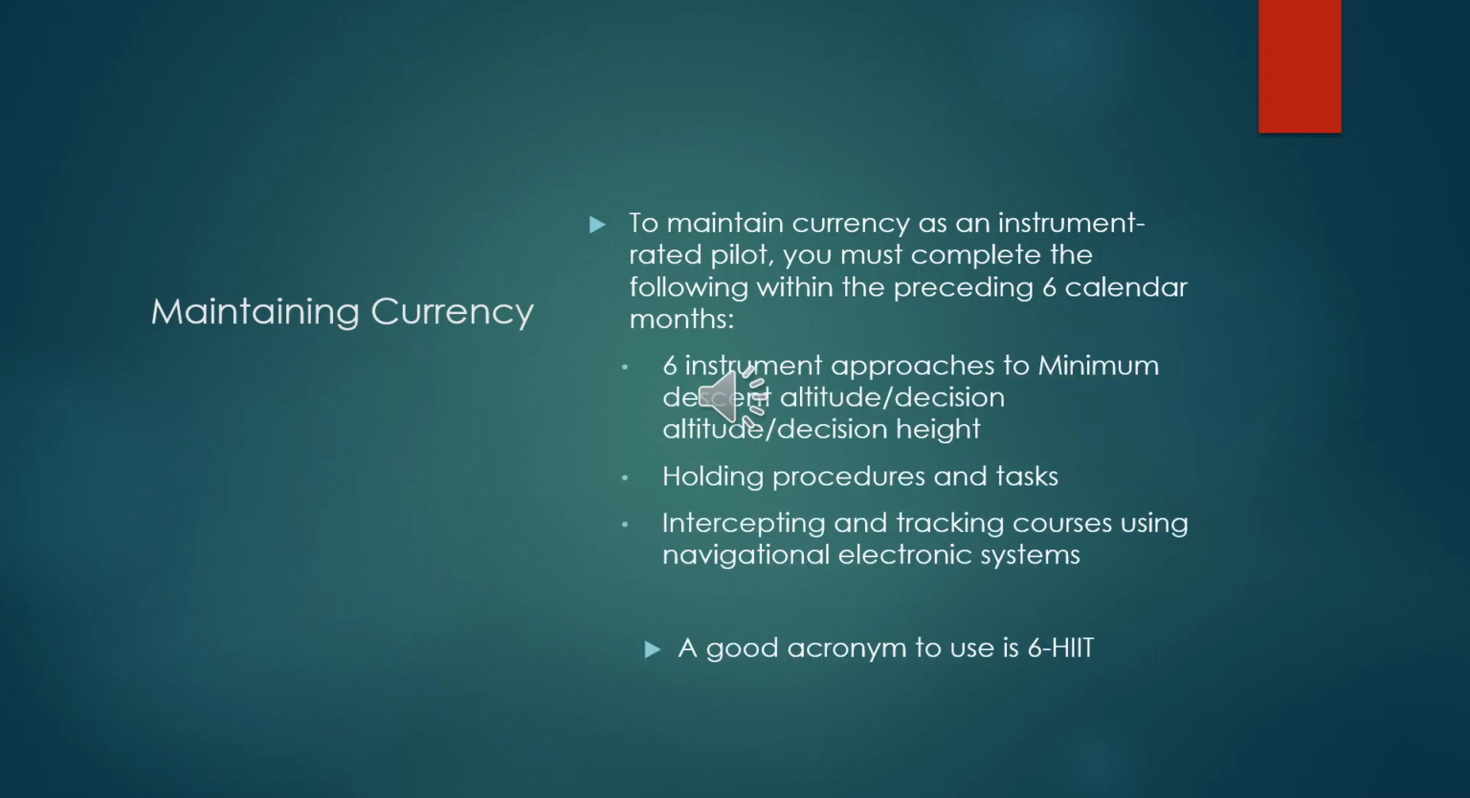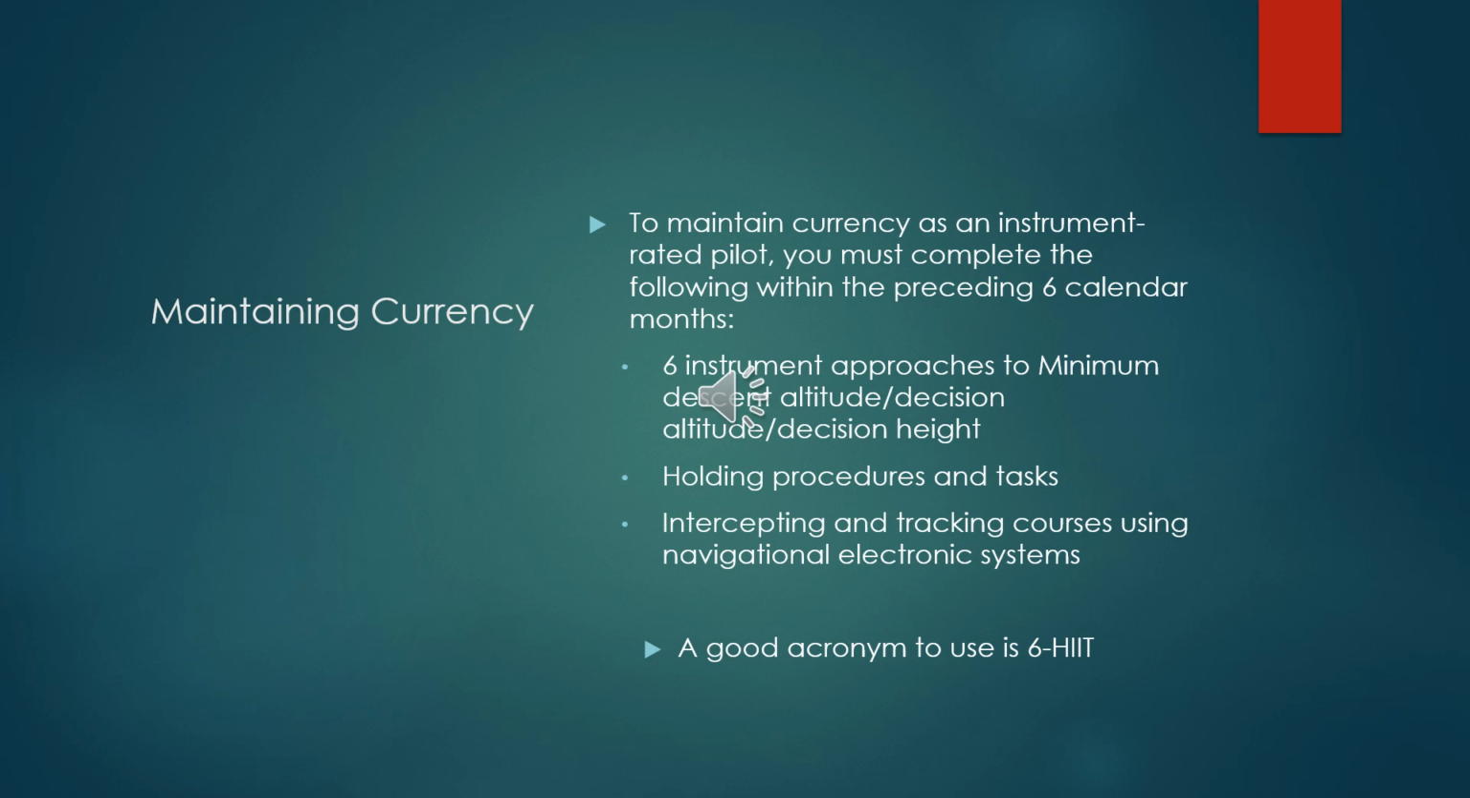So to maintain our currency as an instrument-rated pilot, we have to complete the following within the preceding 6 calendar months. And remember that word calendar months, because what that basically means is, let's say you get your instrument rating on January 1st. You don't have until June 1st to get this done. You have until June 30th. So you have an entire month to complete this, technically outside of the original, quote, 6 months that you started with.